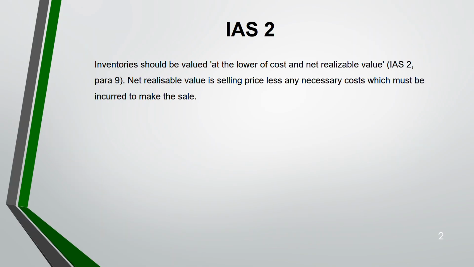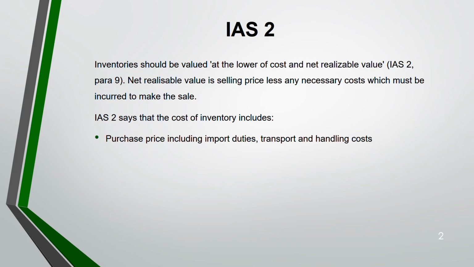So here, inventory should be valued at the lower of cost and net realizable value. Net realizable value is your selling price minus your costs which are incurred to make the sale. IAS 2 says that the cost of inventory includes purchase price, import duties, transport, handling cost. You have to add all. Direct production labor, for example, direct labor. This also is an addition to your cost of inventory.